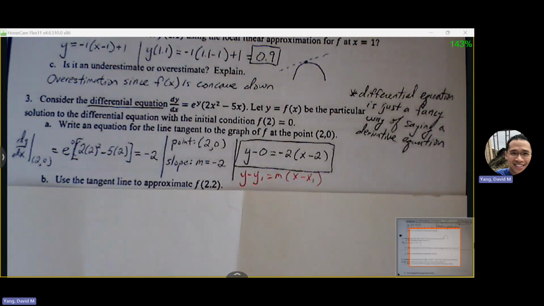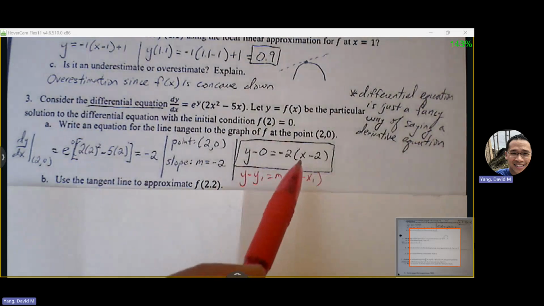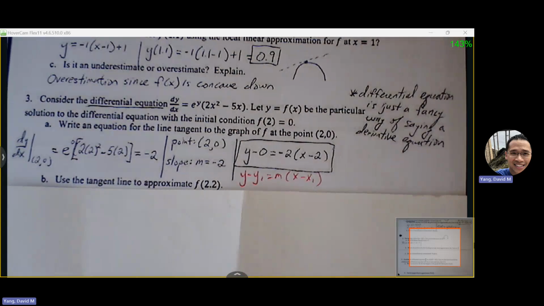Okay, so good with part A. Next part, use the tangent line to approximate 2.2, so we can just plug 2.2 into the x, and that's our approximated y value using this linear graph.